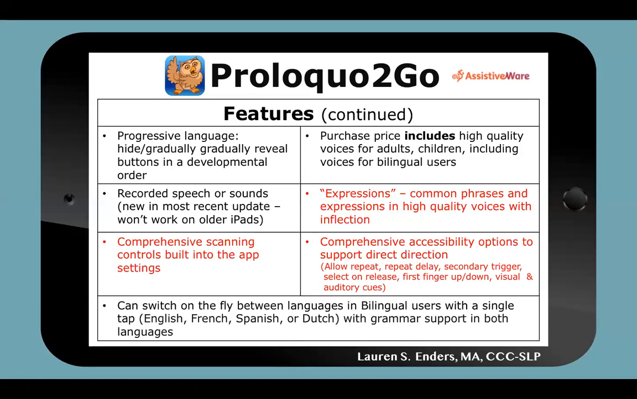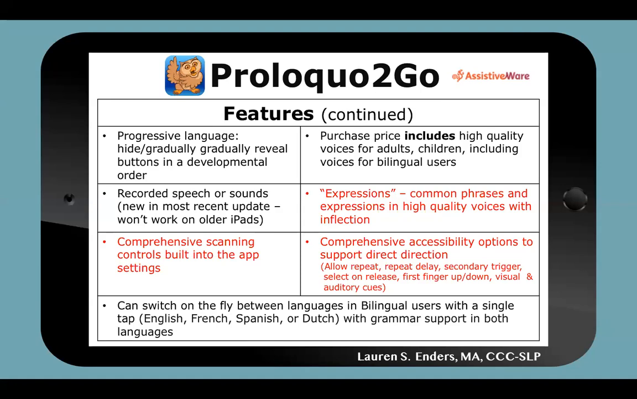The price includes high quality voices, including the voices for bilingual users in a number of languages. Something cool people don't know about are expressions, where it will say certain common phrases with inflection. What I found recently with a young lady with autism is that she was more likely to use the words on her social page when they had intonation. So if the word was hello, if it said hello with intonation, she was much more likely to use it than if it just said hello.